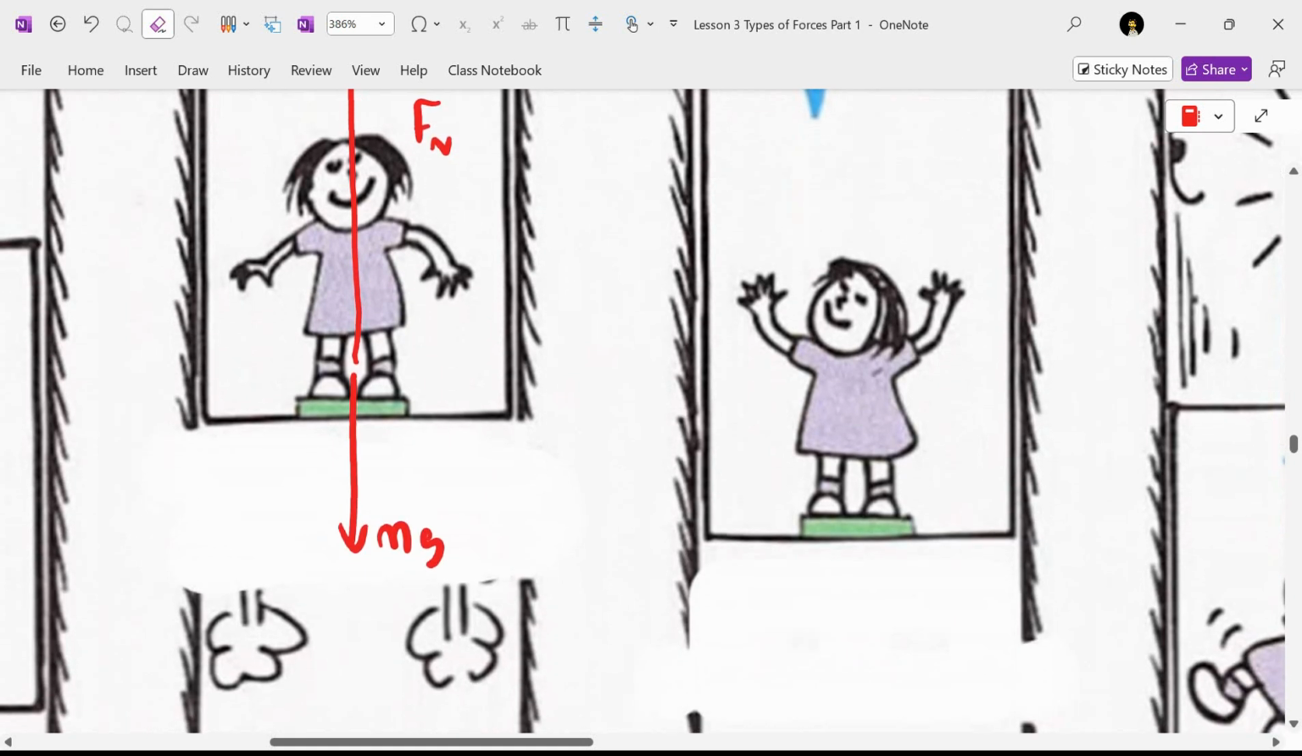Which way is she accelerating? Down. What are the forces acting on her, Marcus? Get the obvious one. Which way? Yep. What else? There is still a normal force. The scale and ground are still pushing up through her feet. Bigger, smaller, or the same size as mg?